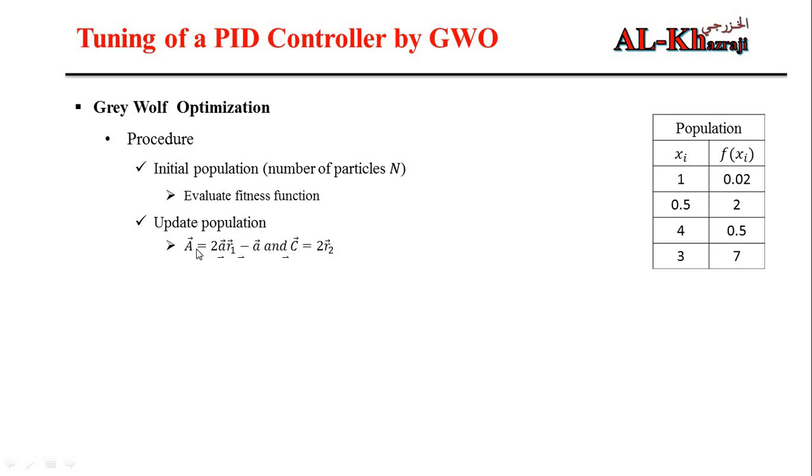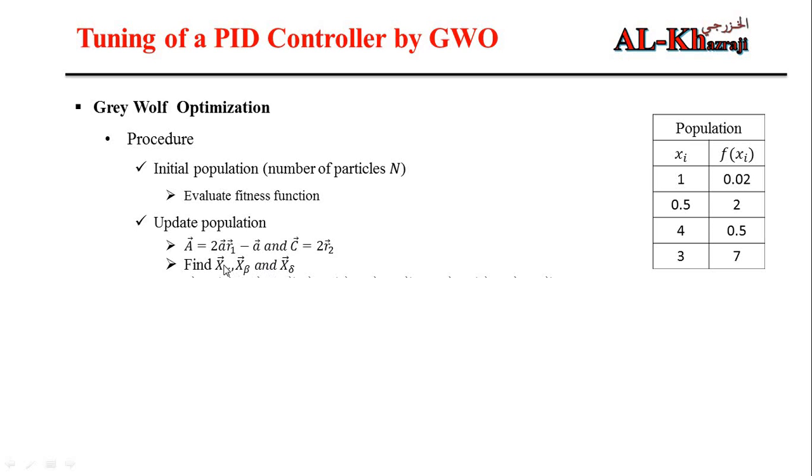In the beginning, we have to find the vector A, which could be found by this formula: 2 multiplied by a, which is linearly decreasing from 2 to 0 in each iteration, multiplied by R1, which is a random value, minus a. And also we have to find C, which is 2 multiplied by a random value, R2. Then we have to find the best alpha, the best beta, and the delta.